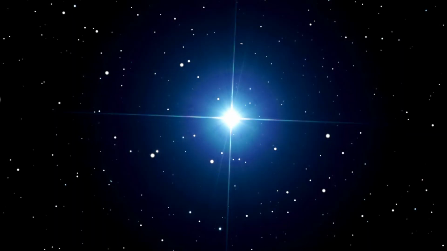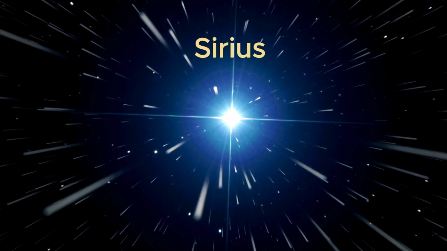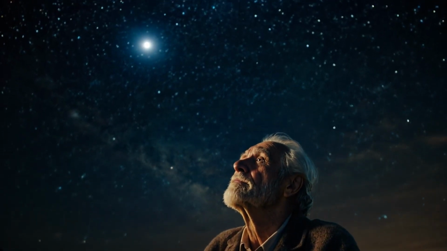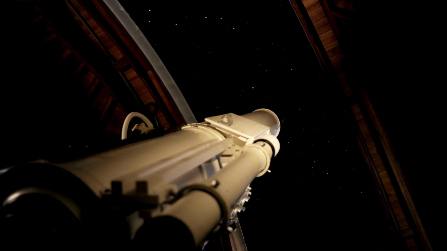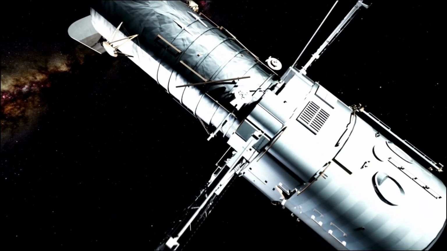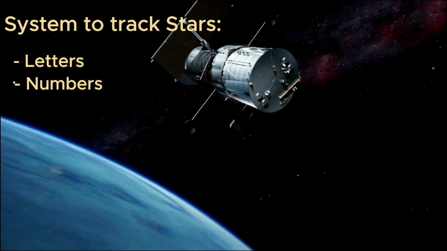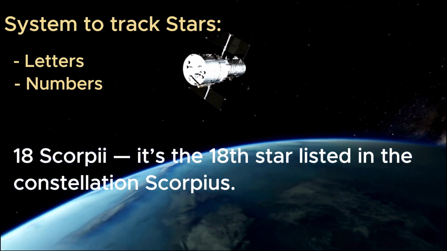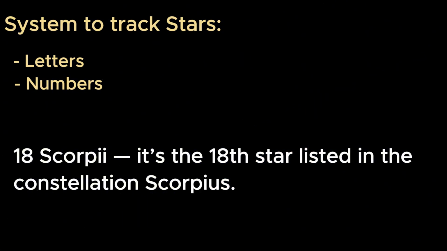How do stars get their names? Some stars have special names, like Sirius, the brightest star in the night sky. Long ago, people named the stars they could see without telescopes, but today, with powerful technology, we've discovered millions more stars. There are too many to give each one a regular name. So, astronomers use a system with letters and numbers to keep track of them. For example, a star might be called 18 Scorpii. That just means it's the 18th star listed in the constellation Scorpius. Some stars get names, most stars get codes.